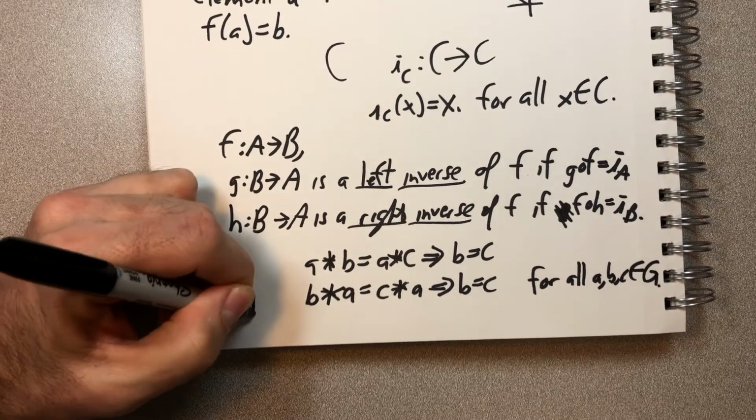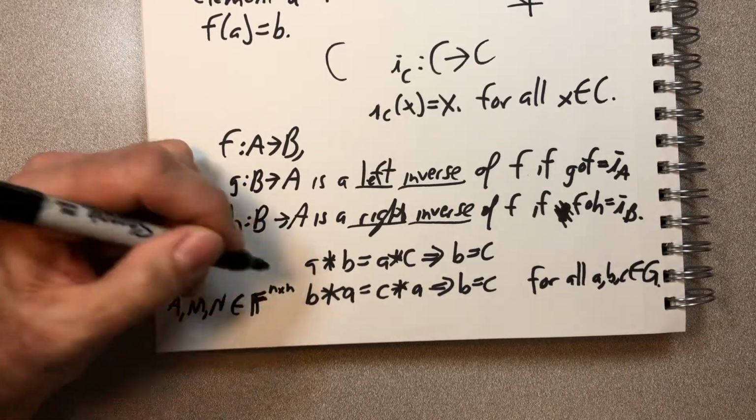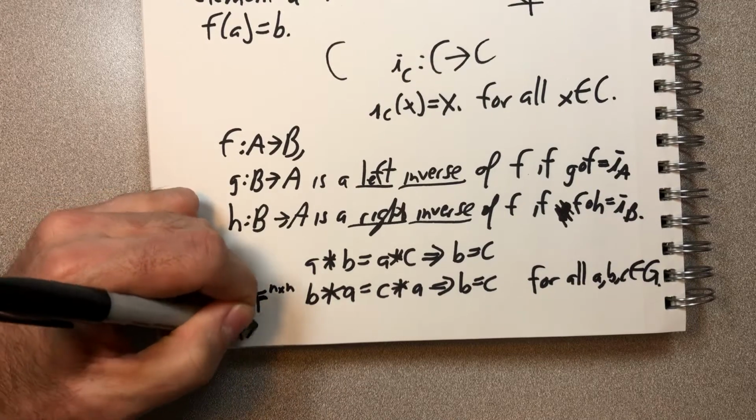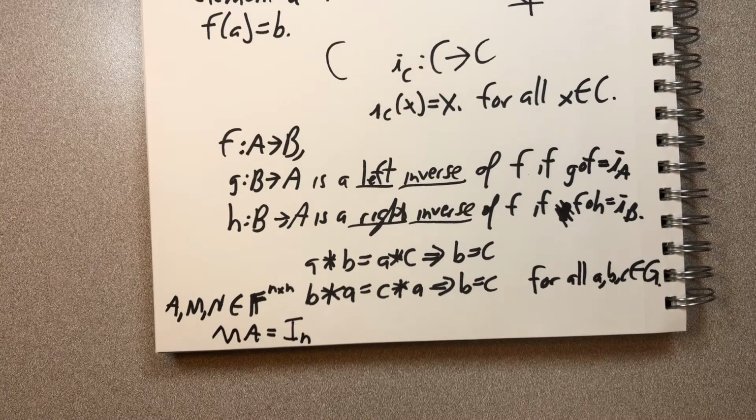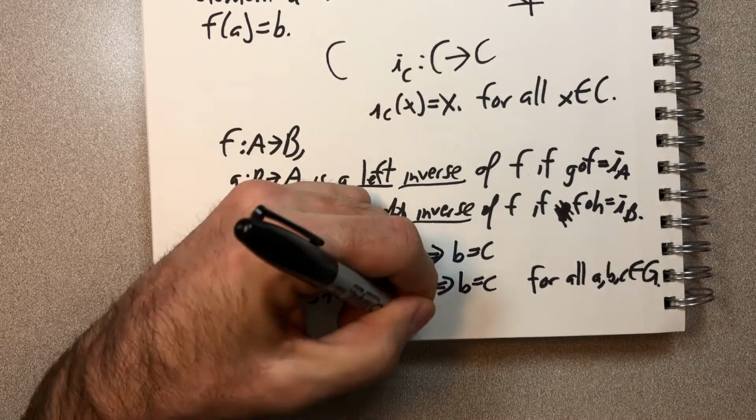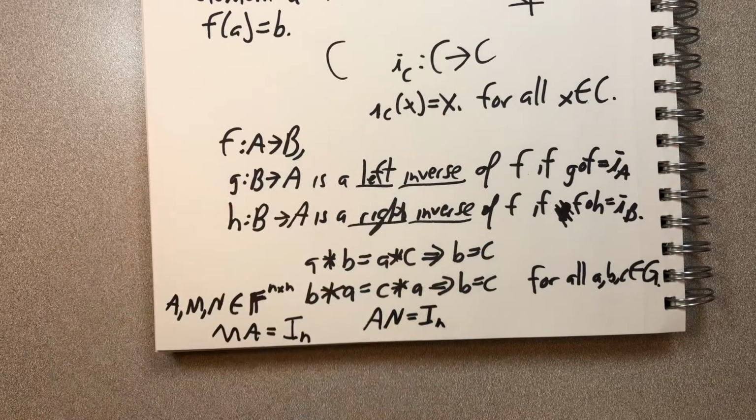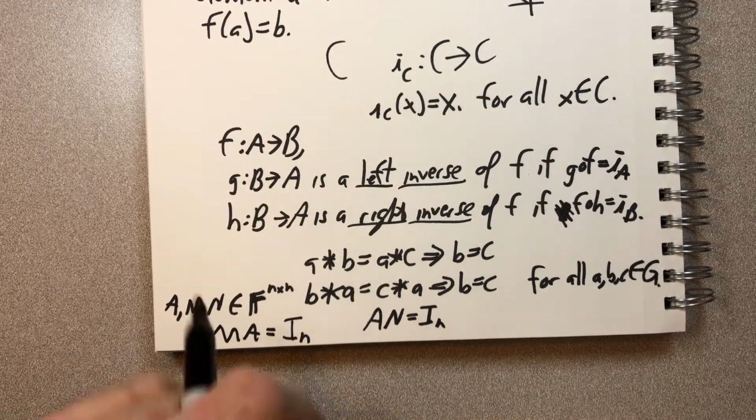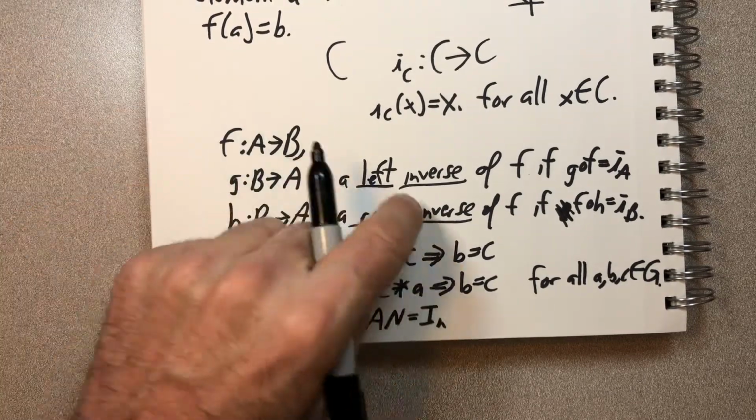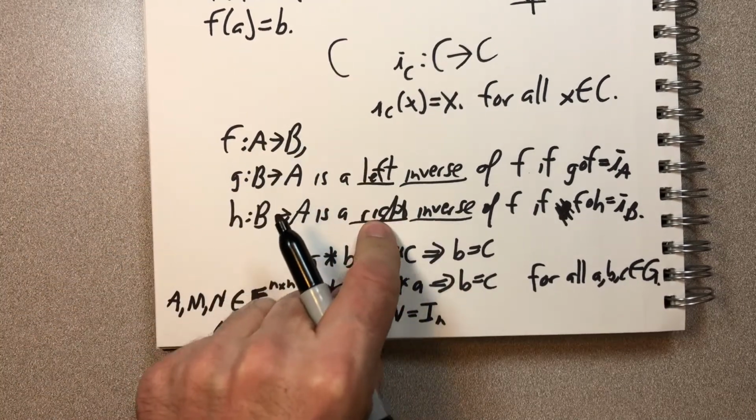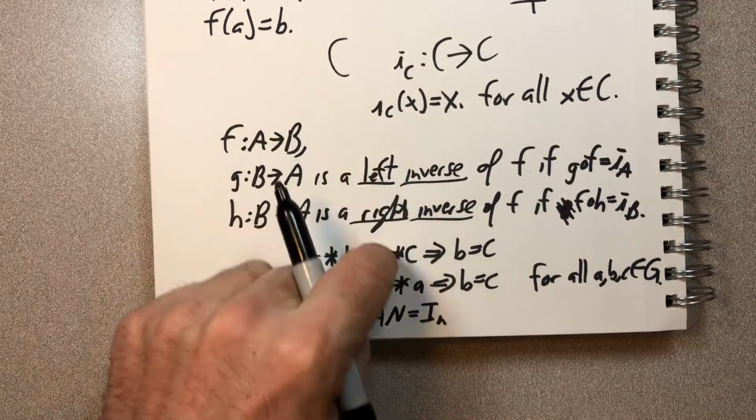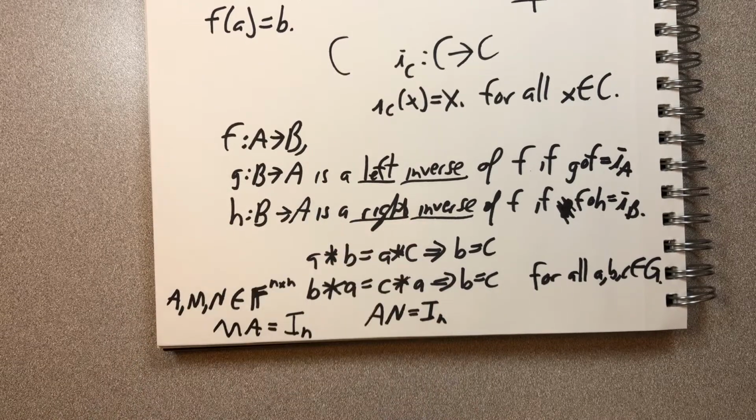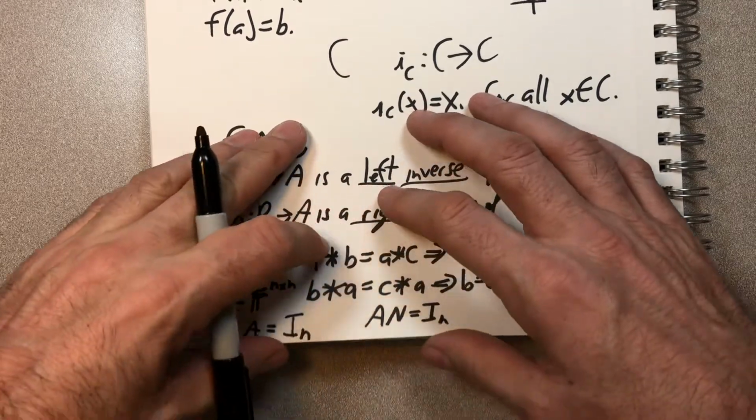And then similarly, in linear algebra, matrices can also have a left inverse or a right inverse. So if A, M, and N are matrices over a field F, then if M A equals the identity matrix, then M is the left inverse of A. And if A N equals the identity matrix, then N is the right inverse of A. So there are patterns in math that show up over and over, and this is one of them. So the reason that I'm talking about the left inverse and the right inverse of a function is that there's a useful criterion that uses these inverses, the left and right inverse, to show that a given function is bijective.